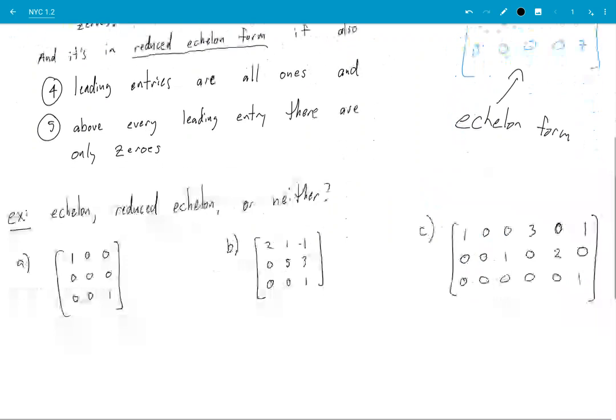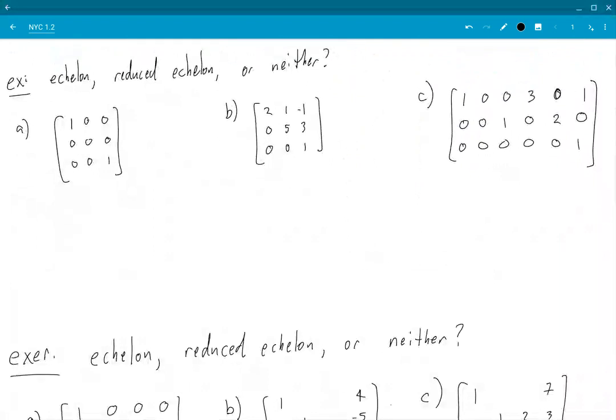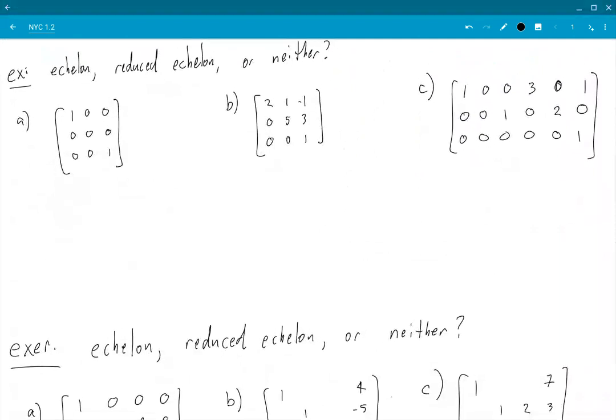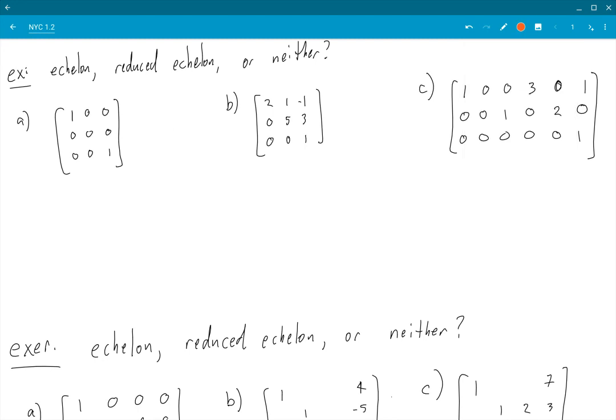Okay, more examples. So let me just scroll. Okay. Copy this example, just the example. Pause the video if you need to. So I just want to label these as being in echelon form, reduced echelon form, or neither. So you go through 1, 2, 3, 4, 5.